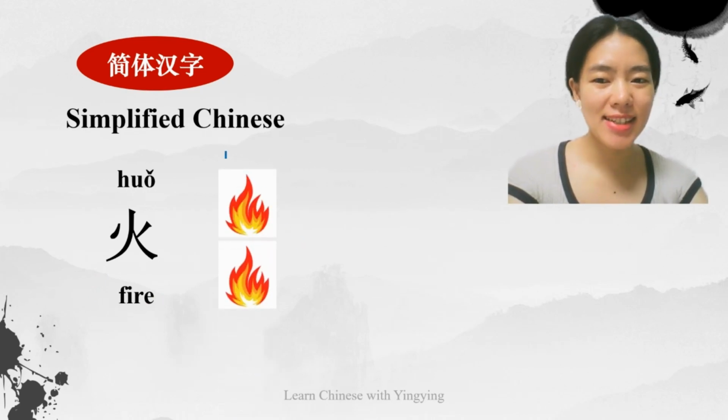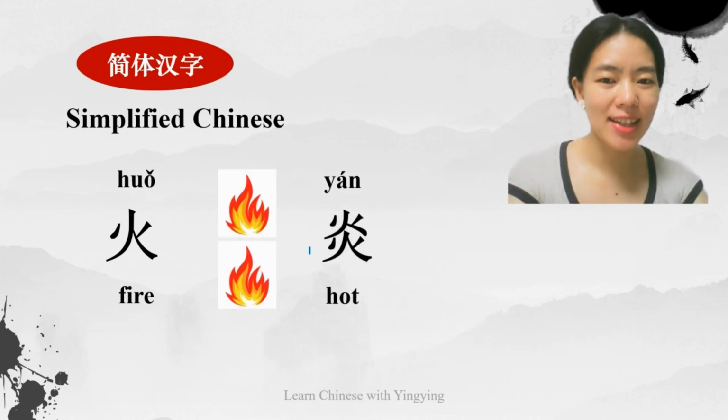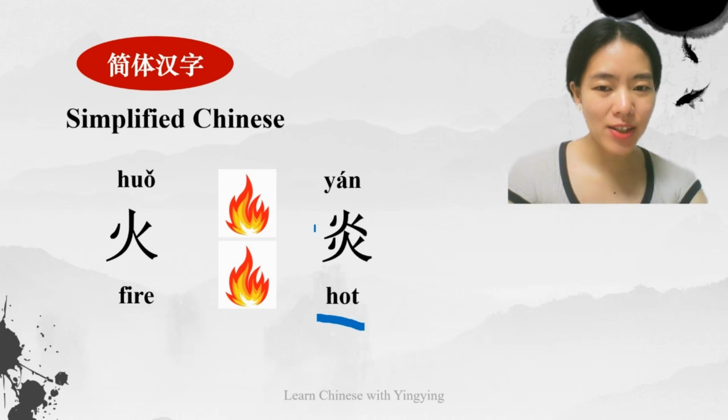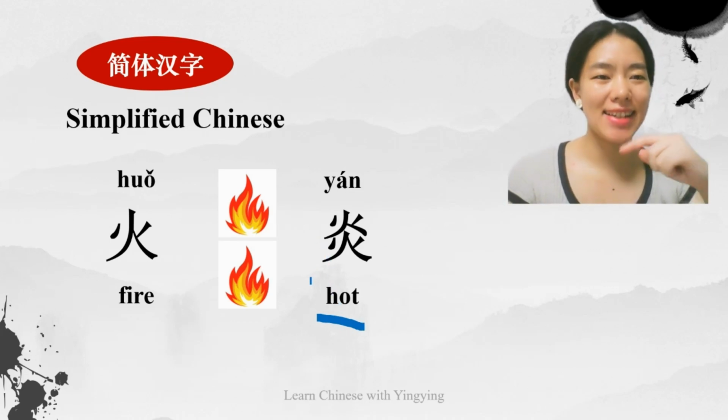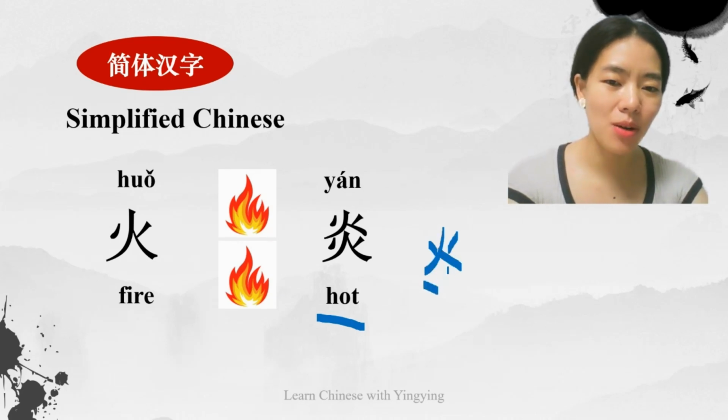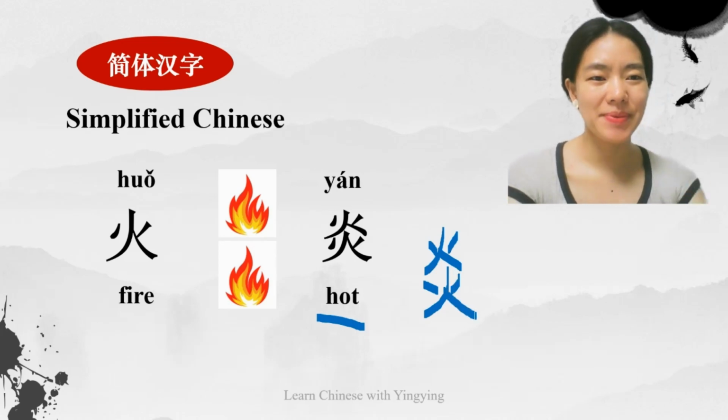So this is the last word we are going to learn. That is two fires together. And obviously, when two fires are together, it's super hot. So this one means hot. And the pronunciation of it is 炎. It's quite easy to remember, isn't it? Just two fires, one at the top and one at the bottom. And it means hot.